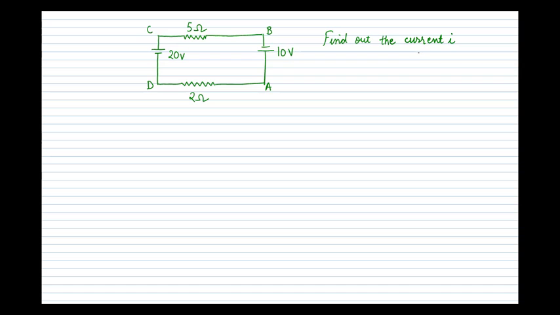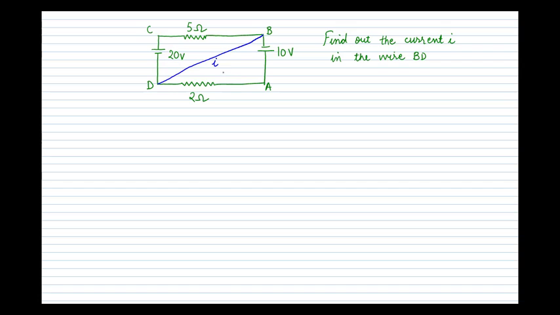And where do we need to find it? In the wire BD. There is a wire between point B and point D. So we have to find out the current which is flowing in the wire BD. So just join B to D. We have to find the current I here, the current flowing in this wire BD. So now we have to solve this.